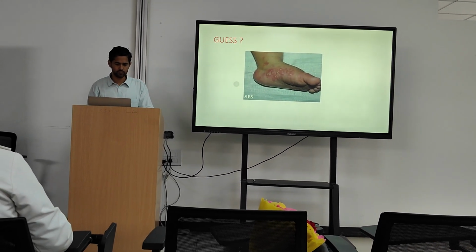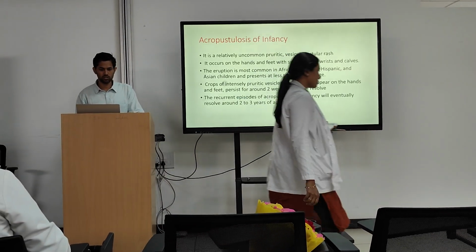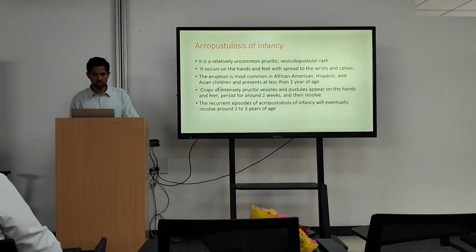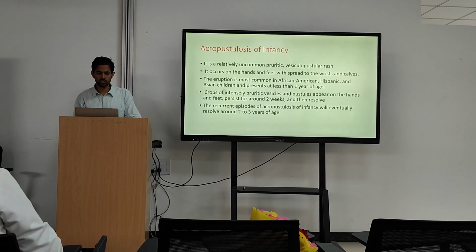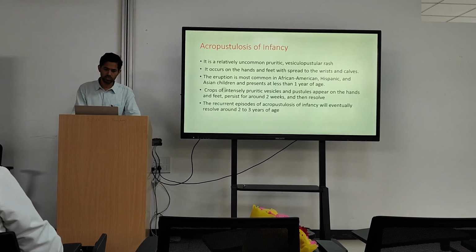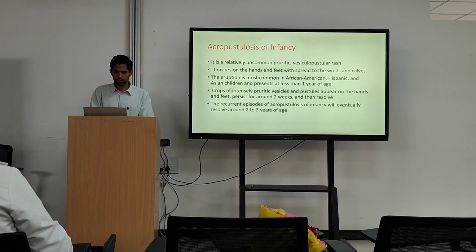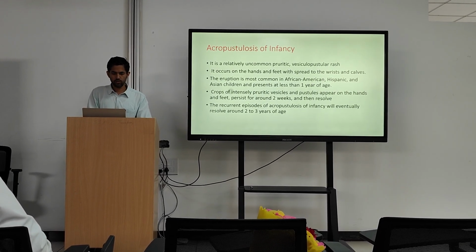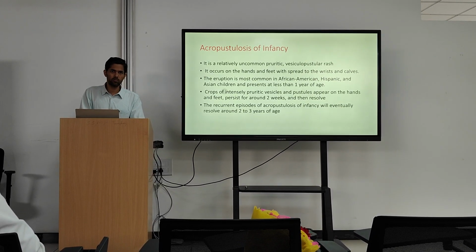What is it? This is basically on the legs and hands. This is acropustulosis of infancy. It usually appears on the hands and feet. It is a relatively uncommon pruritic vesiculopustular rash that occurs on the hands and feet, and spreads to the wrist and palm. The eruption is more common in African American, Hispanic and Asian children and presents at less than 1 year of age. Crops of intensely pruritic vesicles and pustules appear on the hands and feet, persist for around 2 weeks and then resolve. Recurrent episodes of acropustulosis of infancy will eventually resolve around 2 to 3 years of age. So it may be there for a long time.